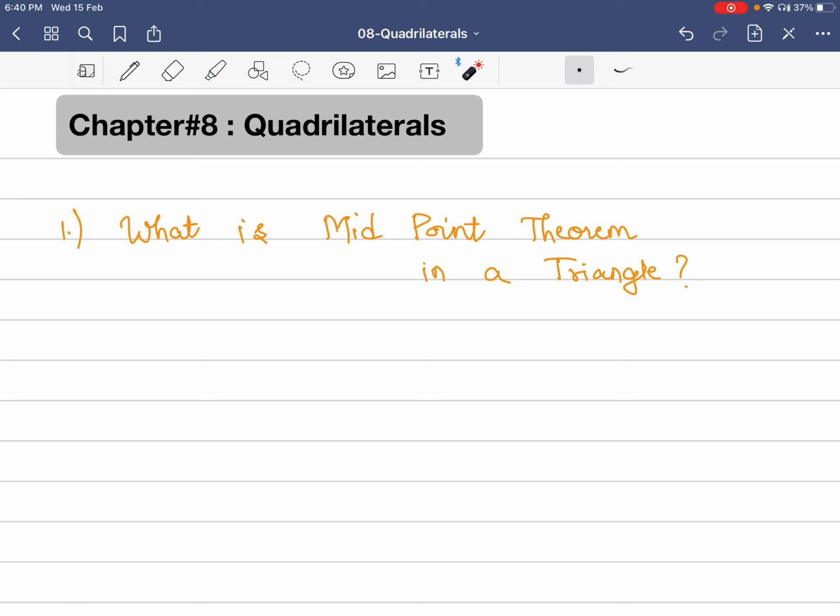So in this video of chapter 8, quadrilaterals, we are going to see an important property that every triangle has, and this property is called the midpoint theorem. Okay, so it's related to the triangle geometrical figure, not quadrilateral. So let us see what is the midpoint theorem. What is the midpoint theorem in a triangle?